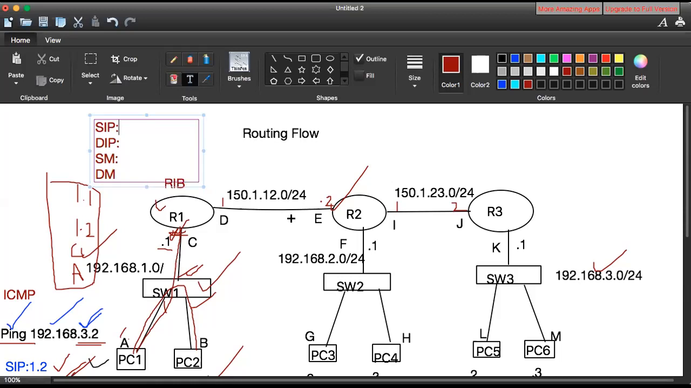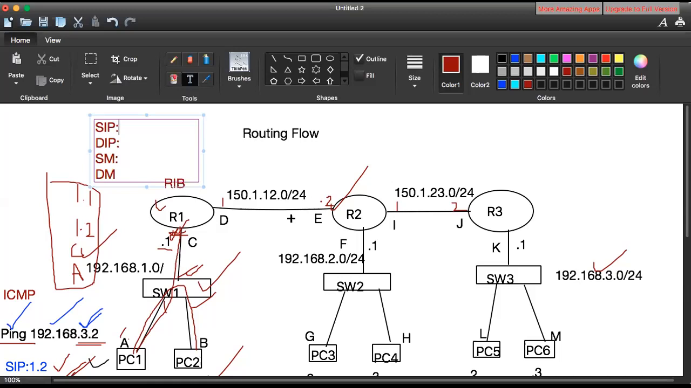So the packet is with R1 and R1 wants to process it. Just remember one thing: your source IP and destination IP won't get changed unless you are using some NAT and all that. Yeah, that's correct. So the source IP and destination IP would never change.